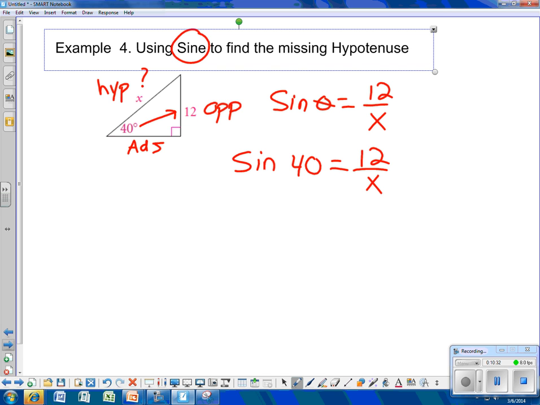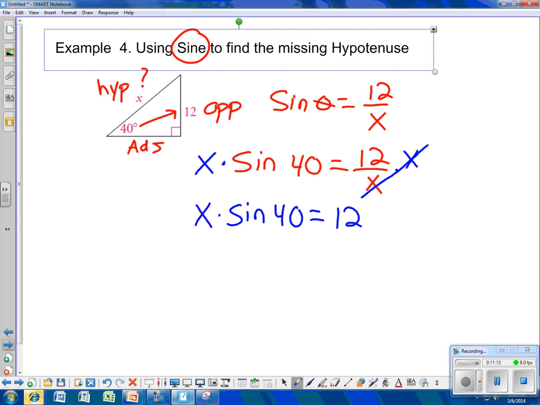Now this is different than the previous ones because in the previous ones our x was on the top. But in this one our x is on the bottom of our fraction. So in order to solve this one, our first step is going to be to get that x and move it to the top of the fraction. And by doing that, we're going to have to multiply both sides by x. So I times by x on both sides. That cancels the x's on the right side of the equation. We end up with x times sine 40 equals 12.